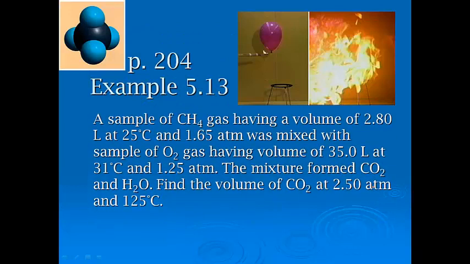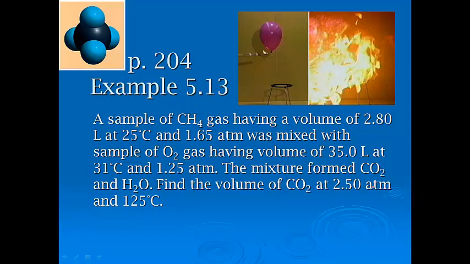liters to moles. Okay, a sample of methane gas having a volume of 2.80 liters at 25 degrees Celsius and 1.65 atm. So right off the bat, it's not at STP. So we're going to have to do something a little different. And it was mixed with a sample of oxygen gas having a volume of 35.0 liters at 31 degrees Celsius and 1.25 atm. The mixture formed carbon dioxide and water. It's a combustion of a hydrocarbon, so we should have been able to predict those products anyway. Find the volume of carbon dioxide at 2.50 atm and 125 degrees Celsius.